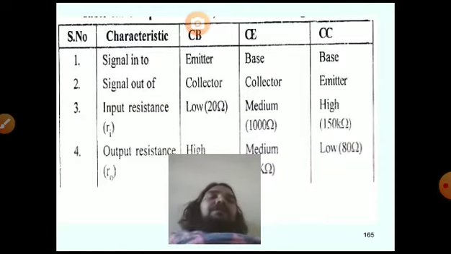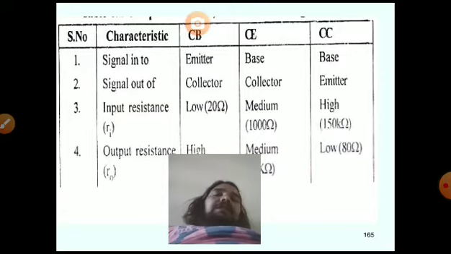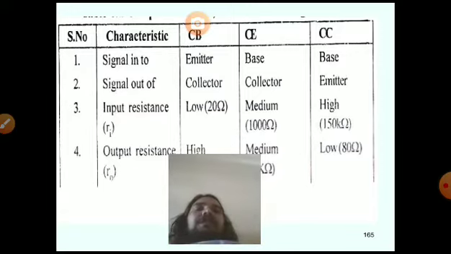These are the factors. The characteristic is where the signal enters. In common base configuration, the signal enters into the emitter. In common emitter configuration, the signal enters into the base. And in the same way, in common collector configuration, the signal enters into the base.